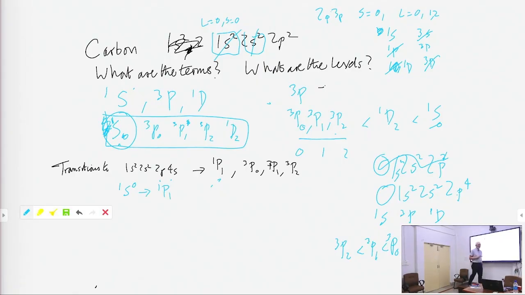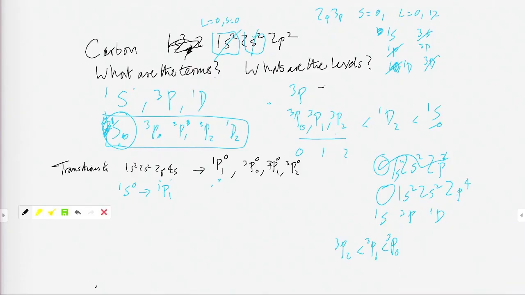Is that allowed or not allowed? I'm sorry, I missed off something very important when I did the term values here. They're all odd, because you've got one P and one S, so L equals 1, so they're odd states. So you've got a transition from an even state to an odd state, so is that allowed?